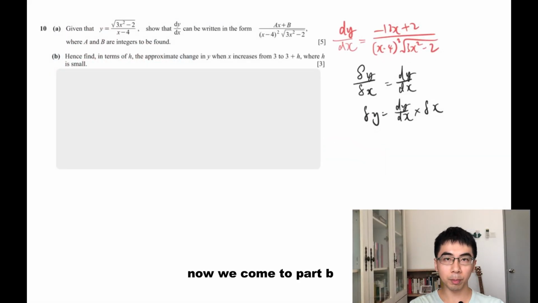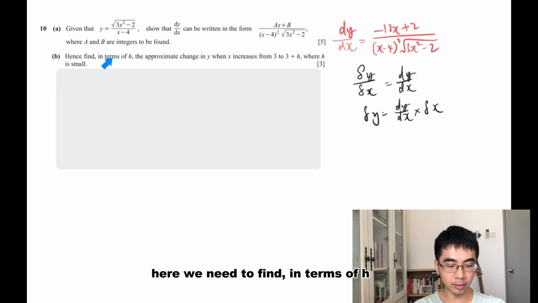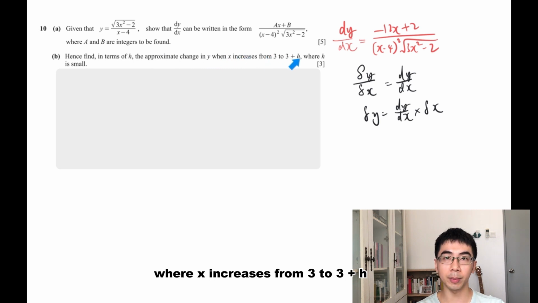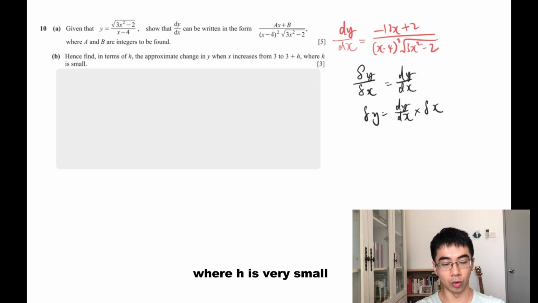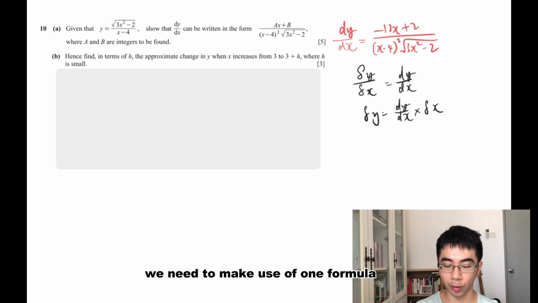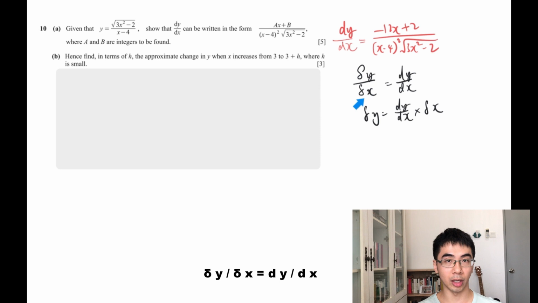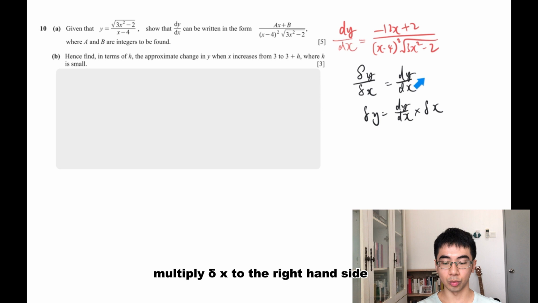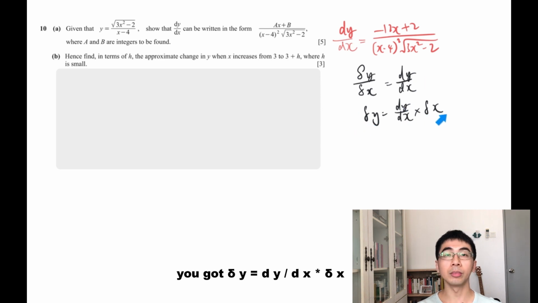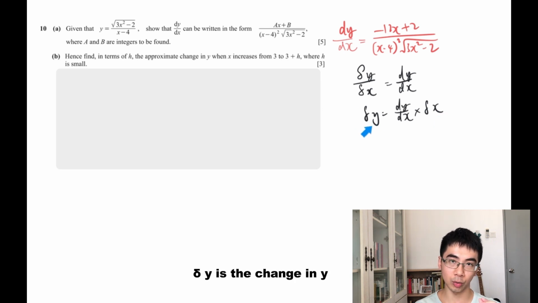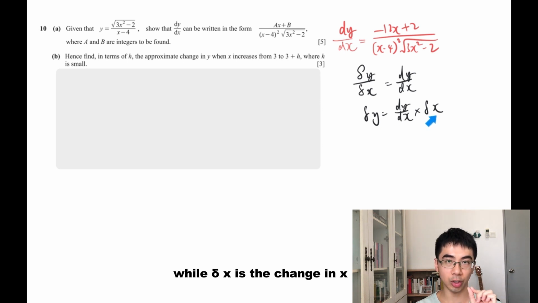Now we come to part B. Here we need to find, in terms of h, the approximate change in y when x increases from 3 to 3 plus h, where h is very small. So we need to make use of one formula, which is this: delta y over delta x is equal to dy over dx. So multiply the delta x to the right hand side, you get delta y is equal to dy over dx times delta x. So what does it mean by delta y? Delta y is the change in y, while delta x is the change in x.